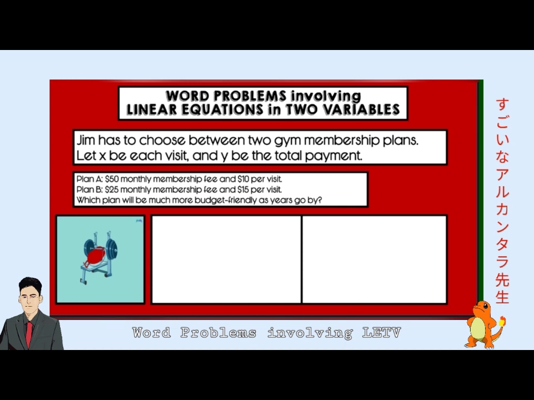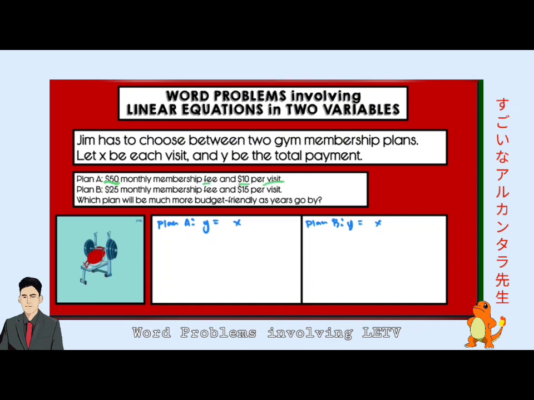Jim has to choose between two gym membership plans. Let X be each visit and Y be the total payment. So we have here plan A. So we already have Y and X settled. We have to figure out what would be our slope and what would be our y-intercept. Looking at plan A, it mentioned there the $50 monthly membership fee and the $10 per visit.